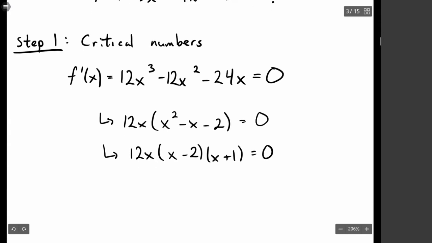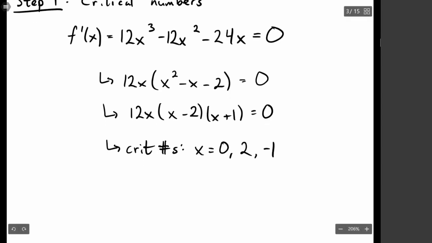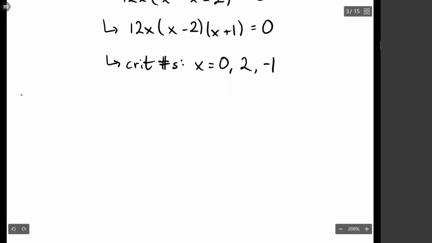Right? So, what are our critical numbers here? Well, we have 0, 2, and -1. Right? So we have our critical numbers. Now, here's what we're going to do. So step 2, I'm going to call this classify. Right? Classify them.